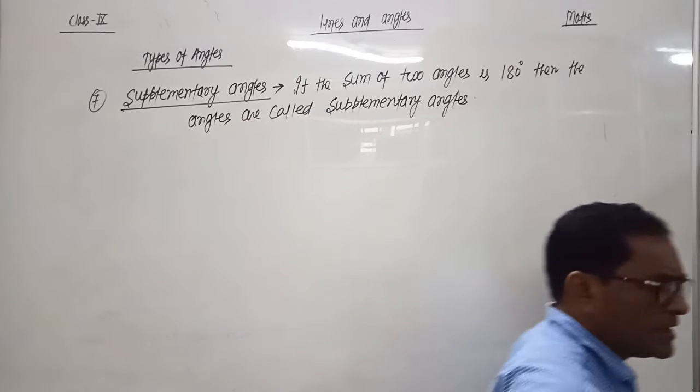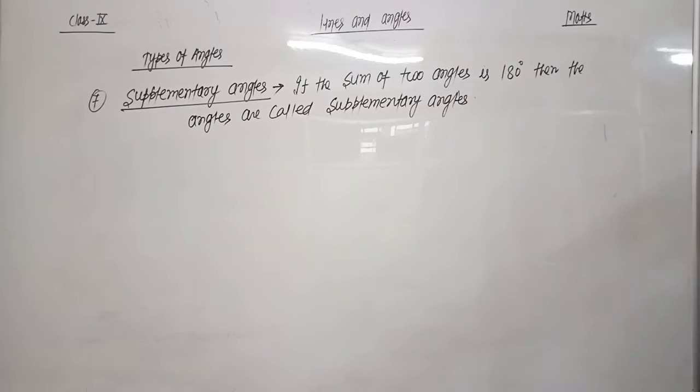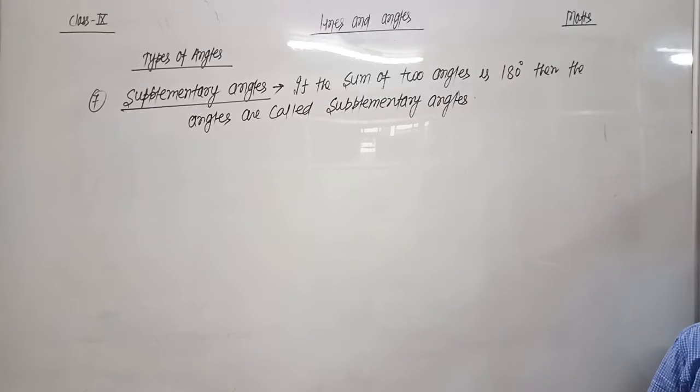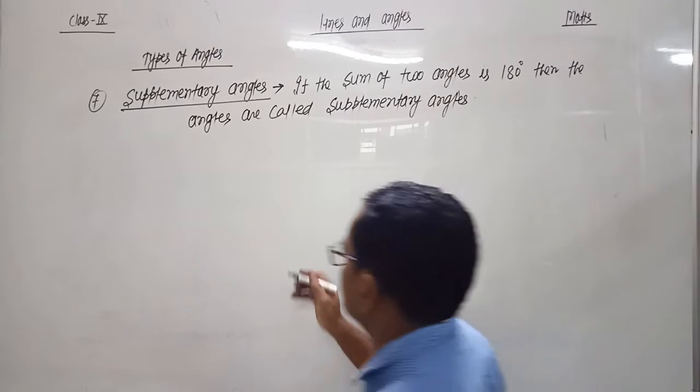So, if the sum of two angles is 180 degrees, then the angles are called supplementary angles. If one angle is x, then its supplementary angle will be 180 minus x.